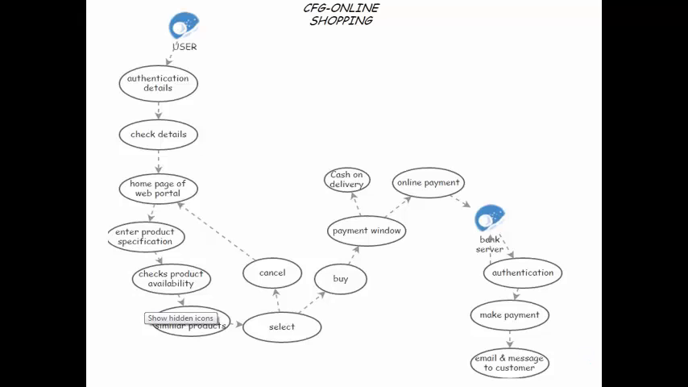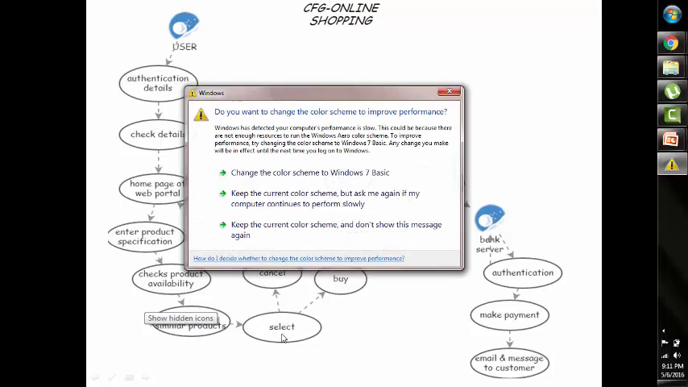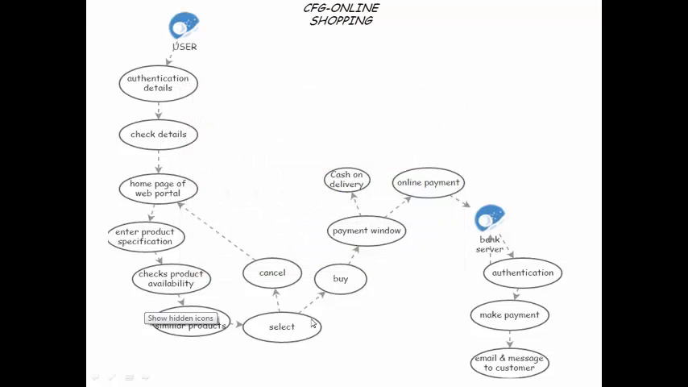Then another block is similar products. If any similar products are there regarding that product, they will be displayed. We can select the similar product. If the similar product which we selected is not matching, then we can cancel, and automatically it goes back to the web page. If the selected product is the one we are going to buy, we can buy it and the payment window will be there.